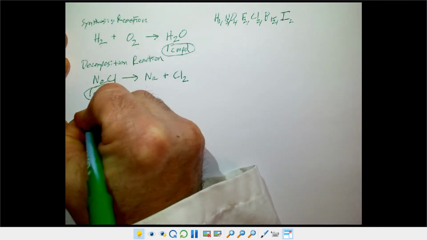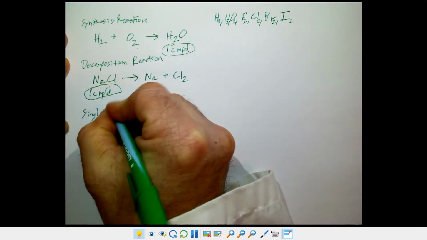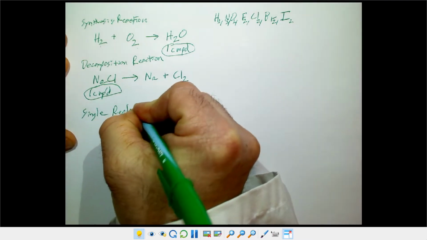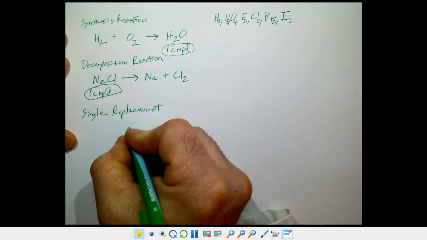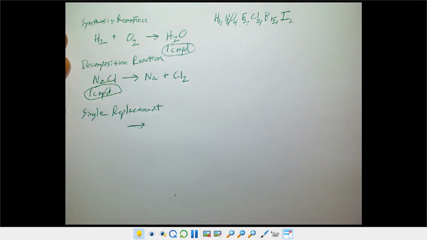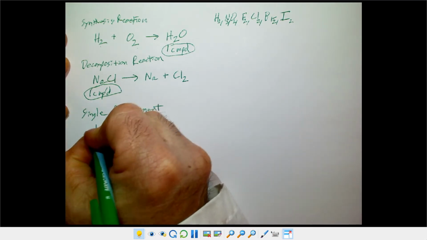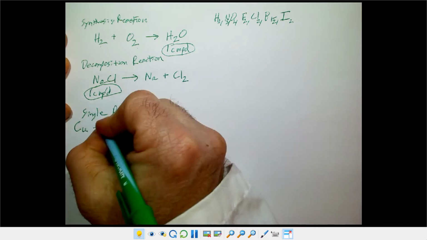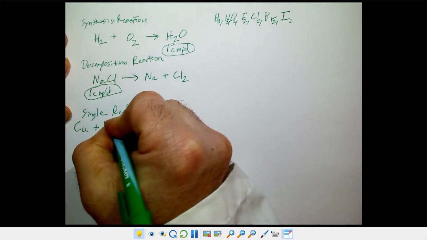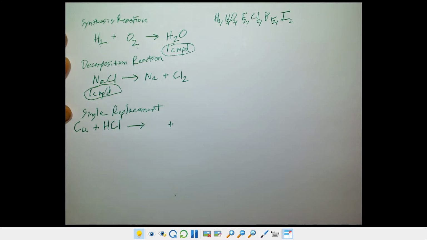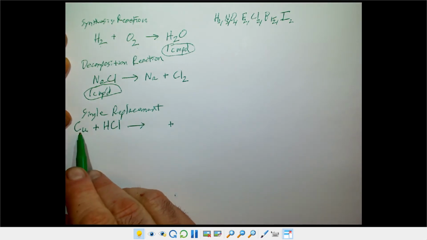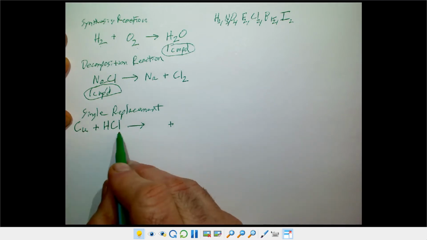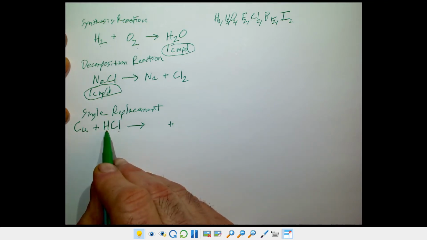In a single replacement, you start off with an element and a compound and you break it down into 2 new elements and compounds. So for example, if we take the element copper, we could react that with a compound such as HCl, hydrochloric acid. When we join those together, you'll end up making Cu with the Cl, and then the H will be up by itself.